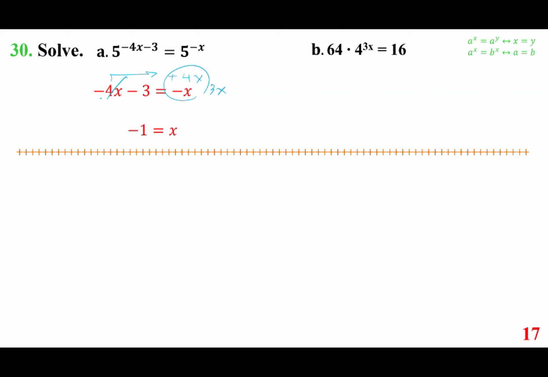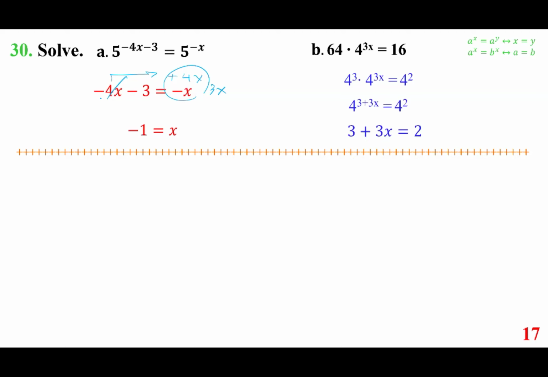Part B, 64 can be written as 4 cubed and 16 as 4 squared. The left side, using the power rule of exponential, gives you 4 to the power of 3 plus 3x. And because the two sides have the same base, they must have the same exponent. That means 3 plus 3x must be 2.